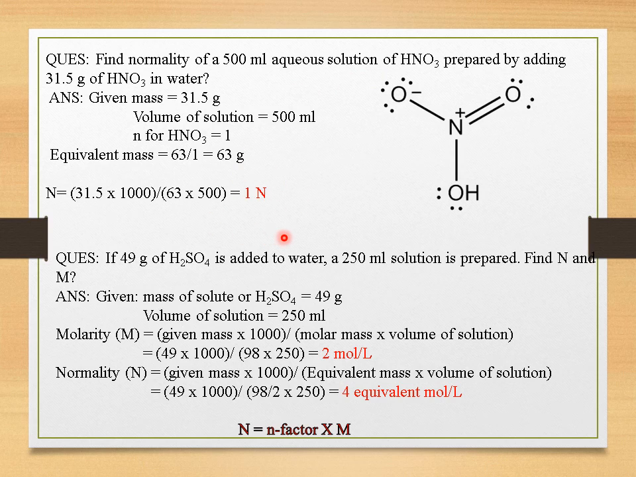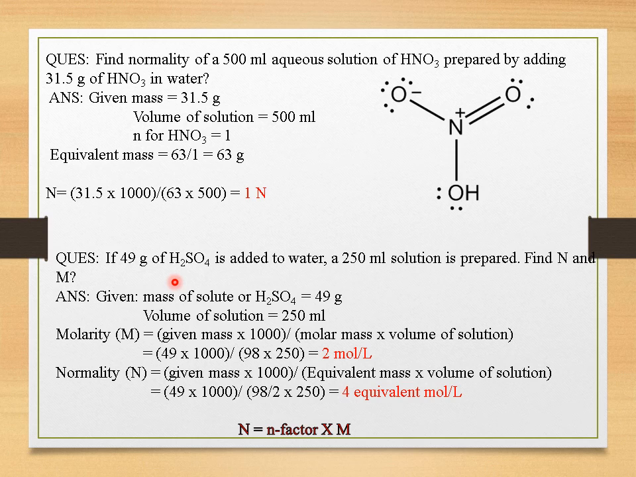Next question. If 49 grams of sulfuric acid, H2SO4, is added to water, a 250 ml solution is prepared. Find the normality and molarity of the solution. We need to find out the normality and molarity of this particular solution.